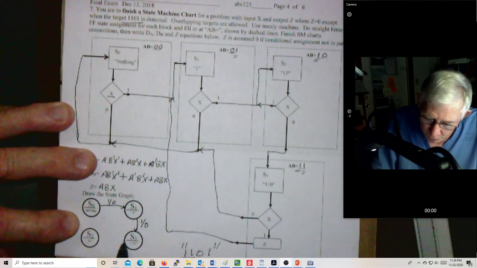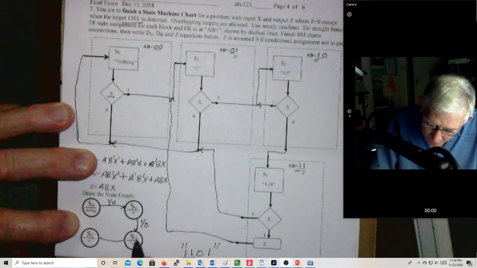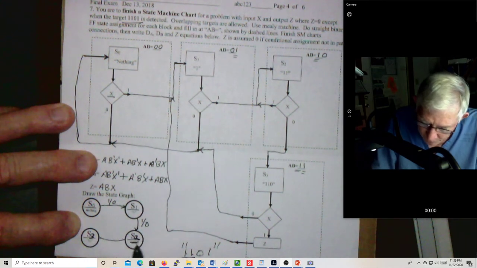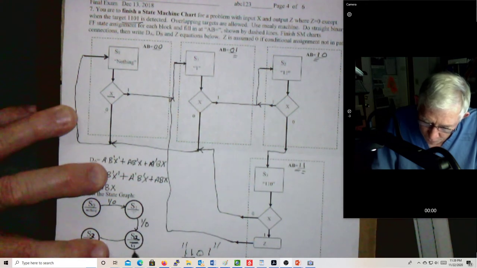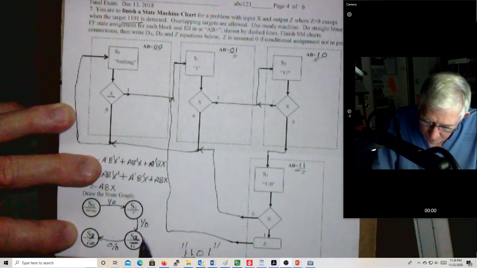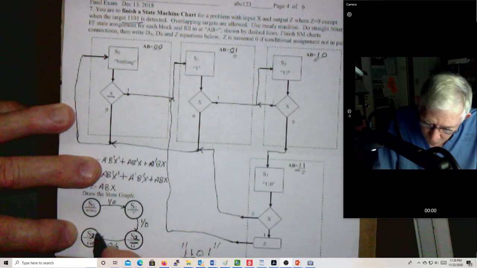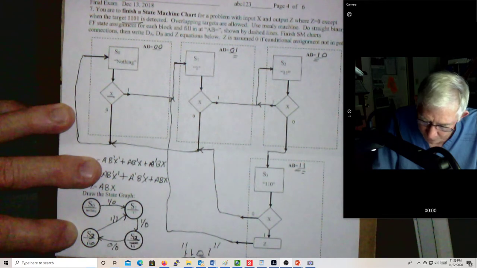And then from S2 on a 0, oh crap, I'm gonna change this. Well, that's S3. I'm going to put a 2 there, and I'm going to change this to 3. That's irritating me. And this is going to be 1, 1, and this is going to be 1, 1, 0. We're going to go here on a 0 and output a 0. And then from S3, if we get a 1, we're going back to S1, and we're outputting a 1 for a target.